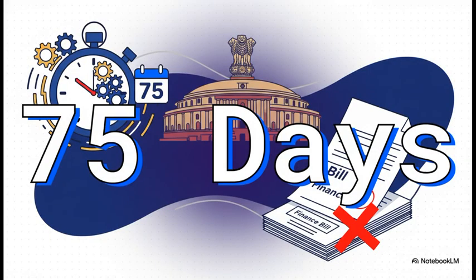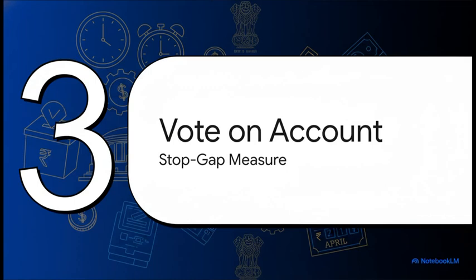Now, time is incredibly tight during this whole process. 75 days. That is the strict, totally non-negotiable deadline for Parliament to pass the finance bill after it's introduced. If they fail to meet this 75-day window, the taxation proposals completely lapse. Part 3. Vote on account explained.